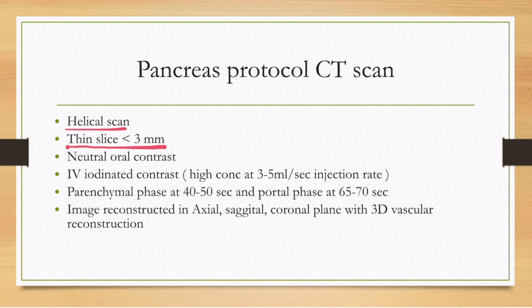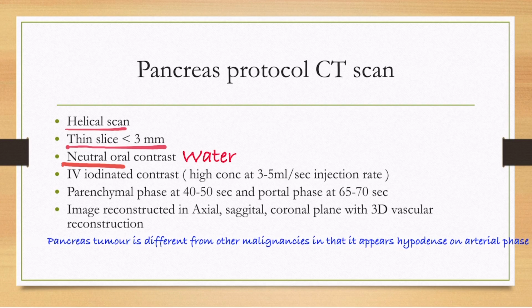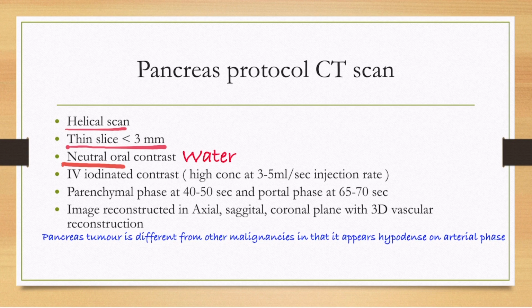Neutral oral contrast means radiolucent oral contrast like water. Parenchymal phase means arterial phase, when dye has reached pancreatic parenchyma by arteries and enhancement occurs. Pancreatic tumors are peculiar in that they are hypodense on arterial phase, in contrast to tumors in other organs, where tumors enhance due to increased vascularity. Reason is due to dense stroma in pancreatic cancer, there is low vascularity.